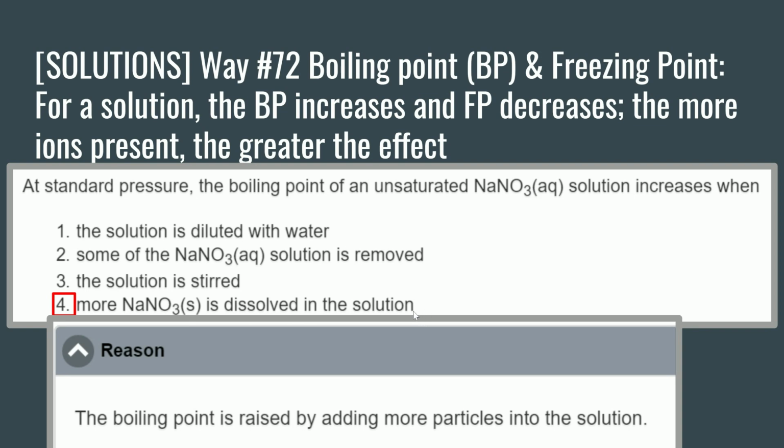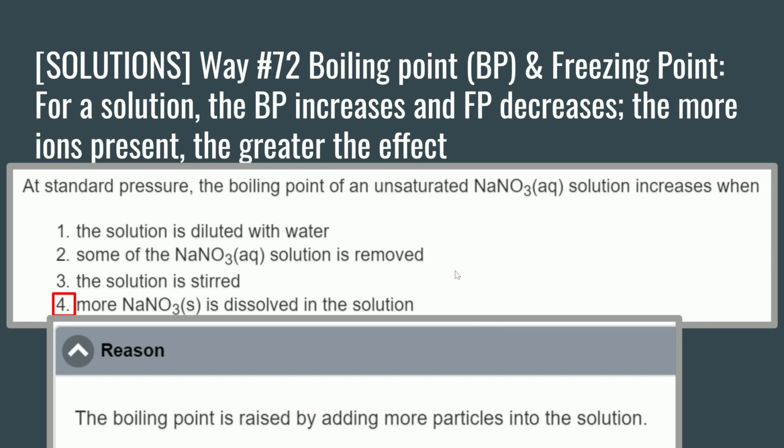This will raise the boiling point as we add more particles to the solution. And in general, anytime we add more particles to an unsaturated solution, it's going to increase the boiling point and decrease the freezing point. This is precisely why adding salt to ice is so effective at melting the ice. The salt on the ice causes the freezing point of the ice to decrease. So what was once 0 degrees Celsius is now lowered to something smaller than 0 degrees.